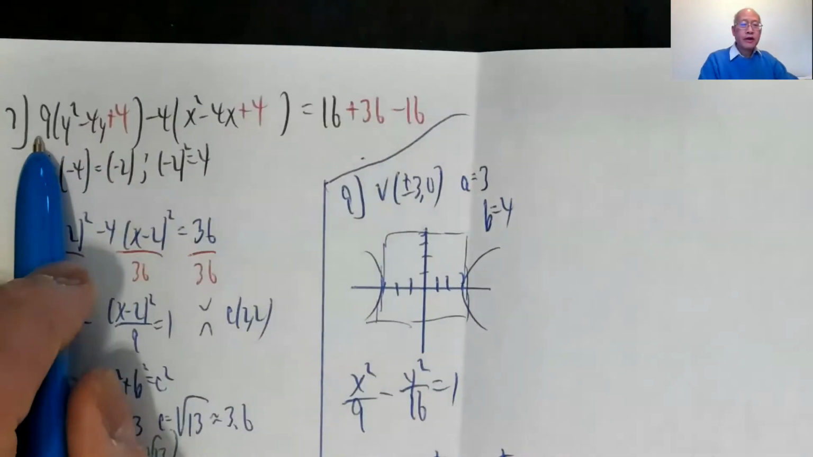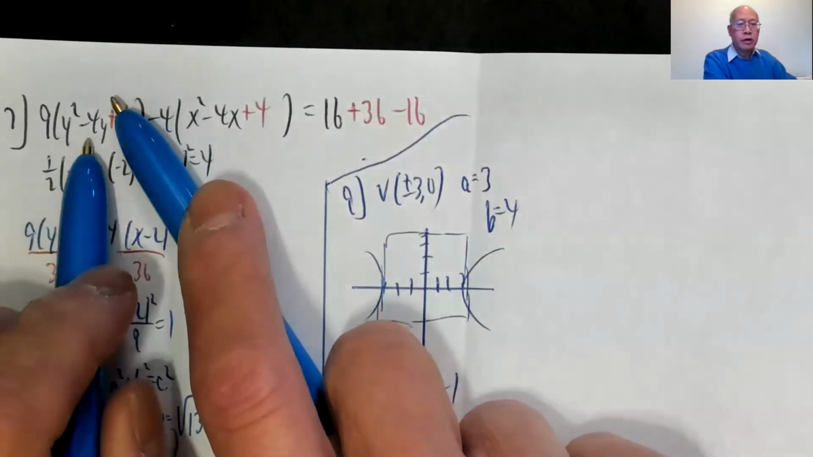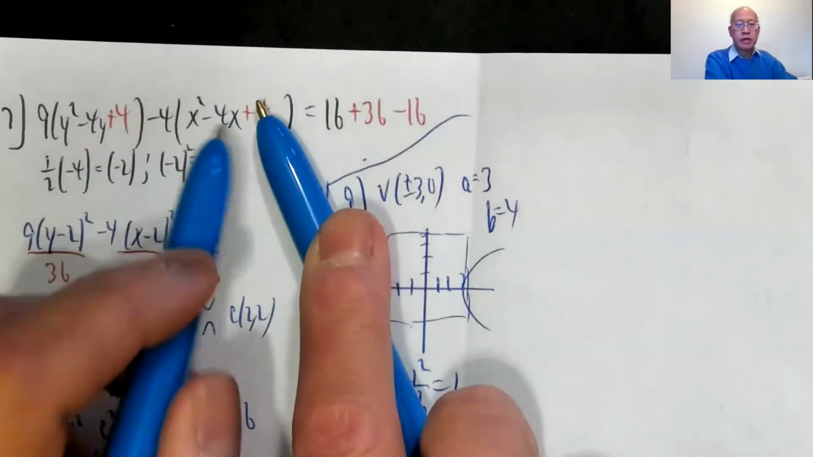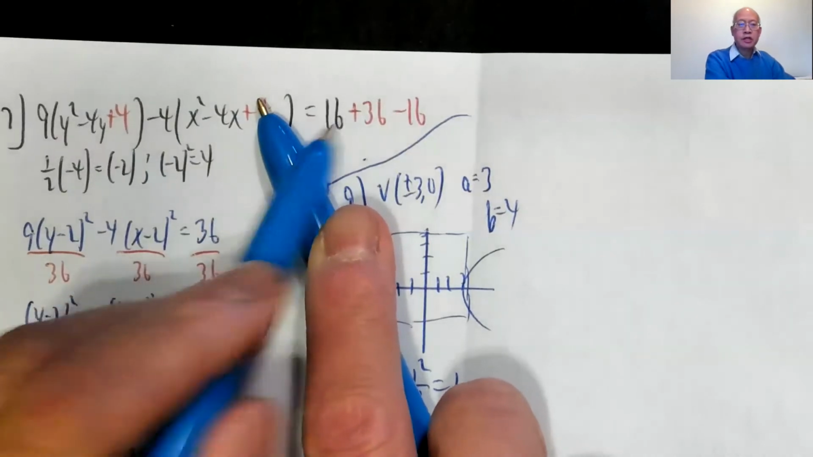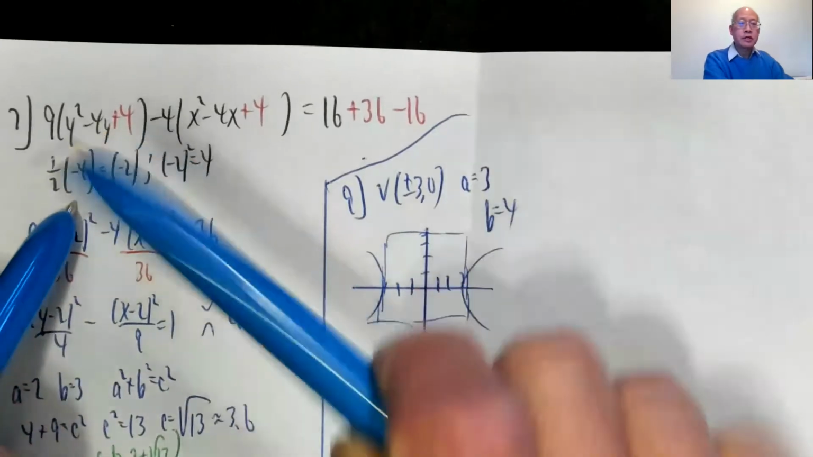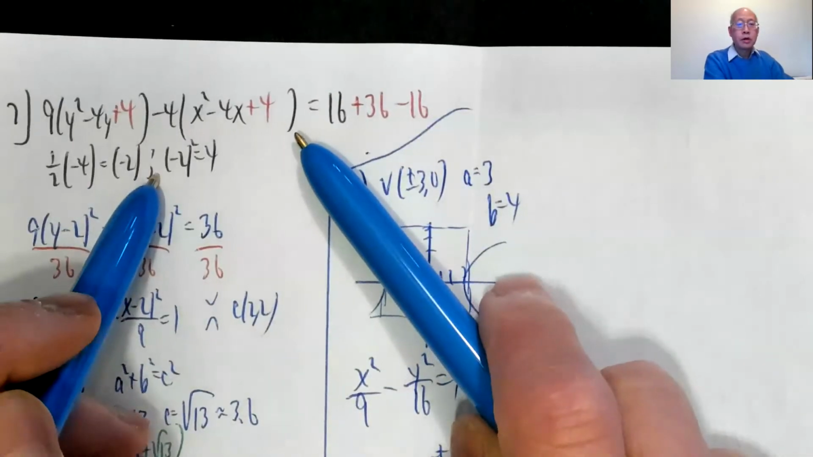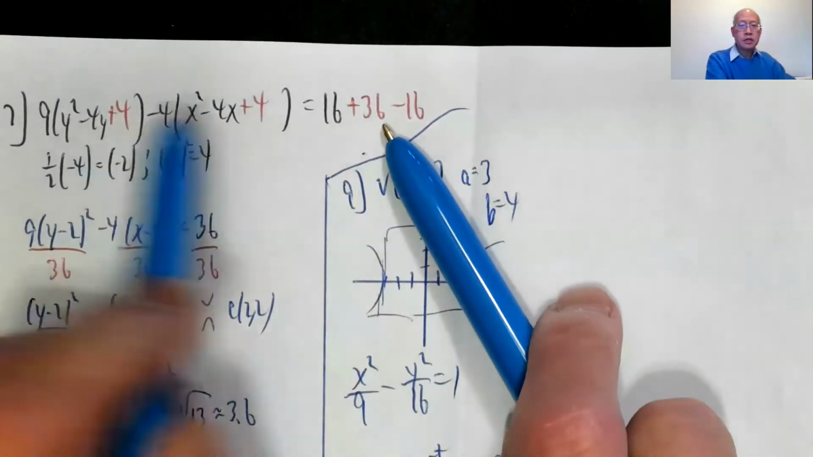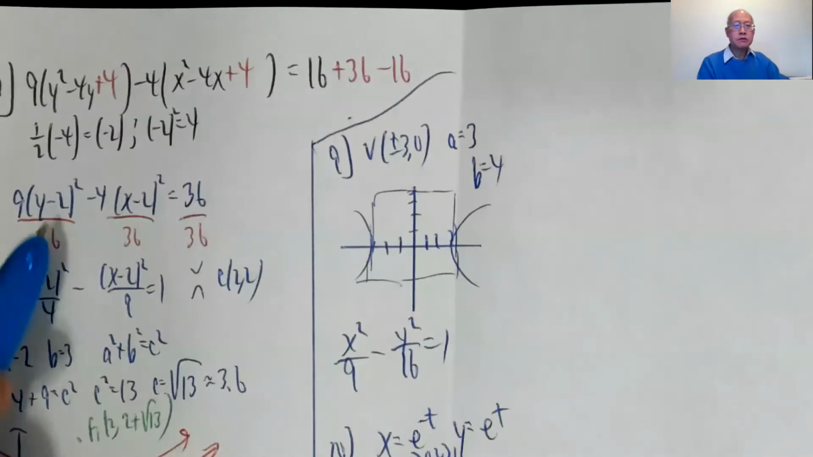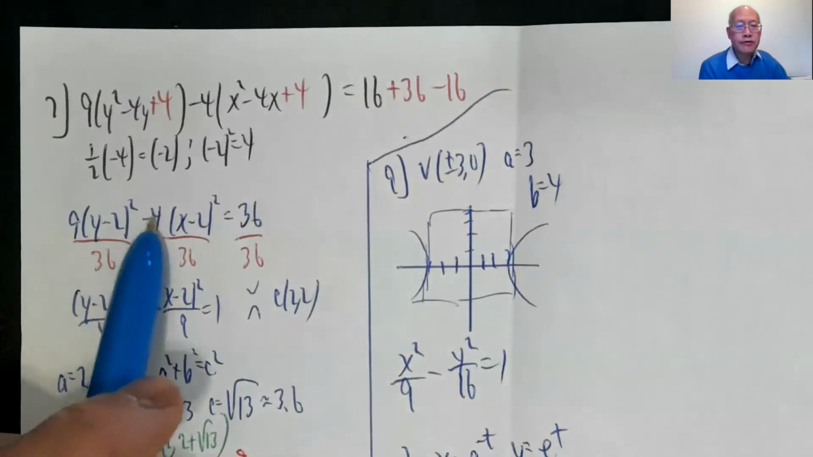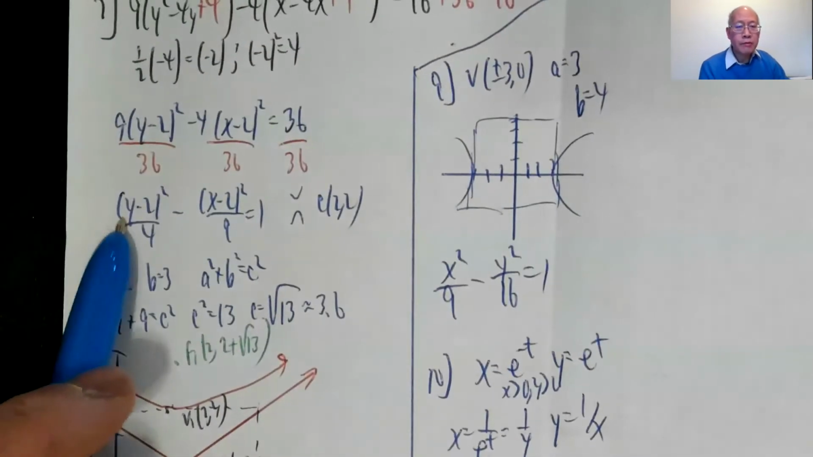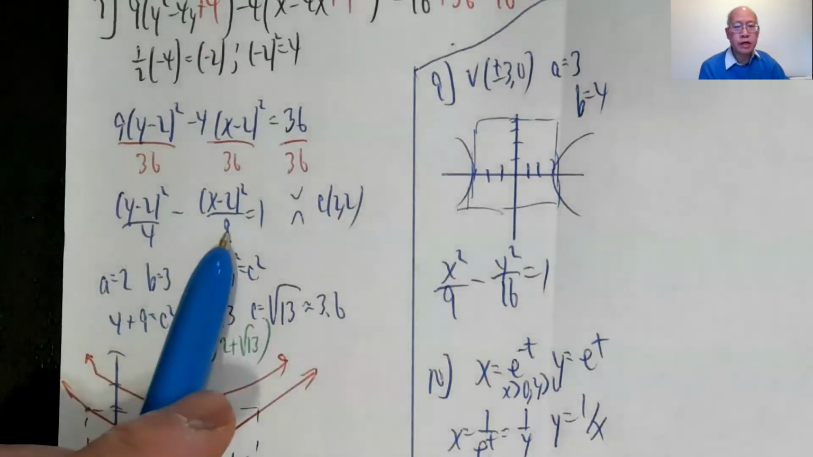Number 7, factor the 9 out of the y stuff, y squared minus 4y, minus factor out the negative 4. Negative 4 times x squared minus 4x equals 16. Move the negative 16 over. Complete the square. Both of these, the algebra is identical. Half of negative 4 is negative 2. Negative 2 squared is 4. So plus 4, which really means plus 36. Plus 4 really means minus 16. 16s cancel out. The right-hand side is 36. 9 times (y minus 2) squared minus 4 times (x minus 2) squared equals 36. Divide by 36. (y minus 2) squared over 4 minus (x minus 2) squared over 9 equals 1.